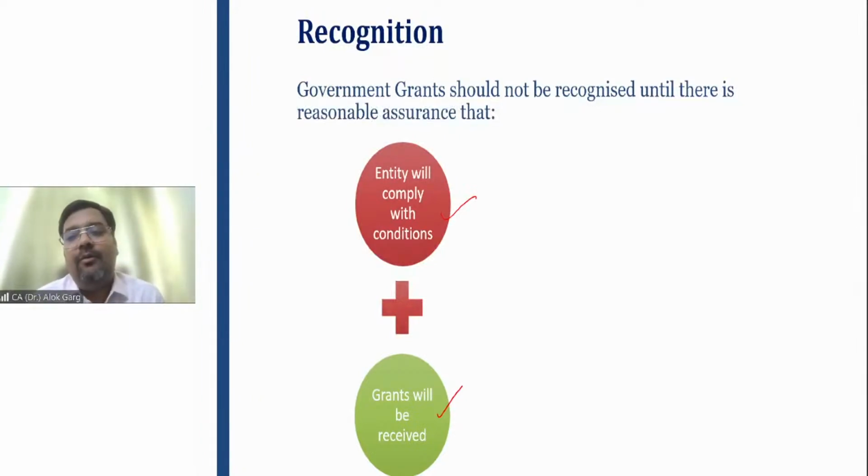Sir, what will be the accounting entry in this case since money has already been received? So the accounting entry will be bank account debit to government grant liability account.